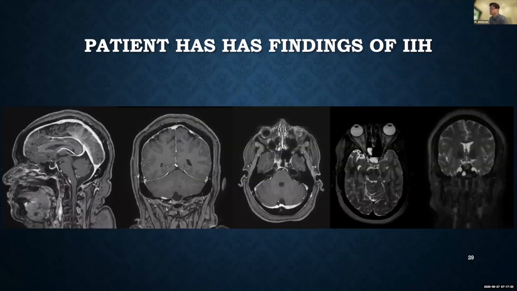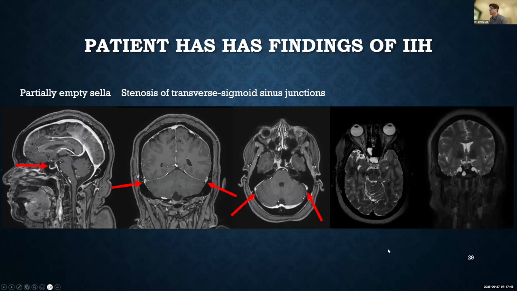Now the same patient has MRI findings suggestive of IIH. What are they? They're partially empty sella. And then the post-contrast coronal and axial T1, you can see the stenosis here of the transverse sigmoid sinus junctions. And there's some prominent optic nerve sheath CSF and tortuosity. And on the coronal view, you can see that these Meckel's caves are enlarged. So the kind of bilobed appearance, a lot bigger than what you expect.